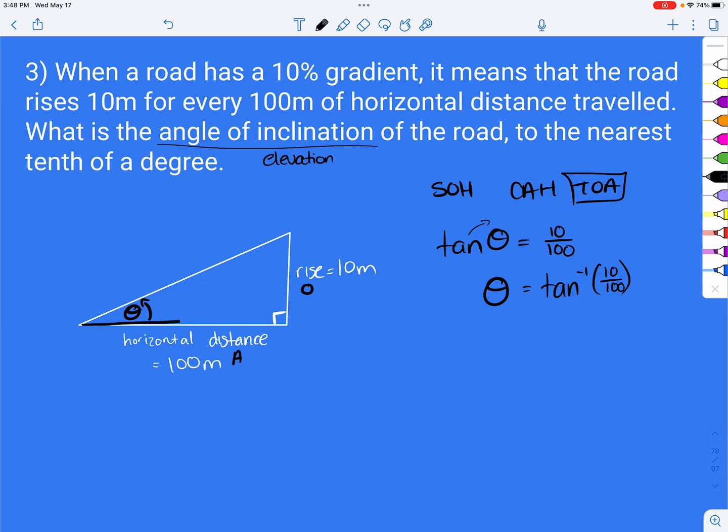So you have to hit shift and tan to get there. 10 divided by 100. It wants it to the nearest tenth of a degree. The nearest tenth is 1 decimal. So it's about 5.7. So it has a 10% gradient, but the angle of inclination is about 5.7 degrees.